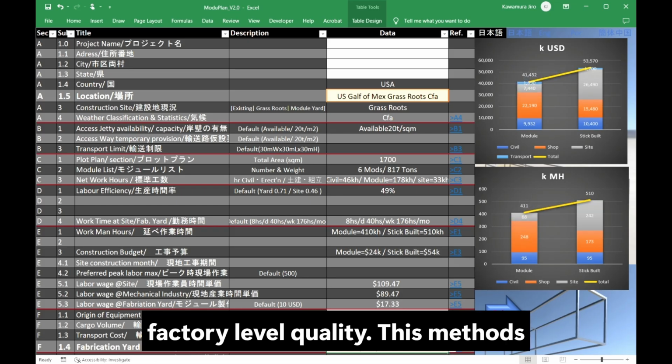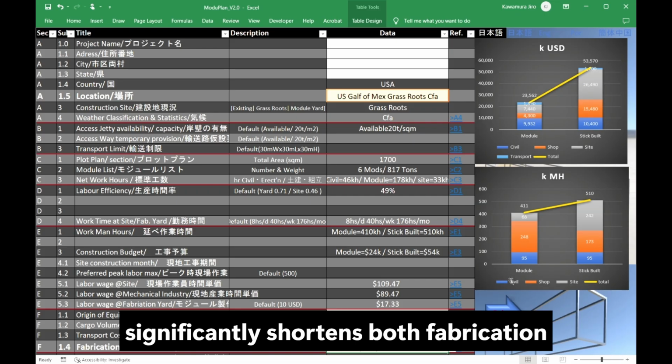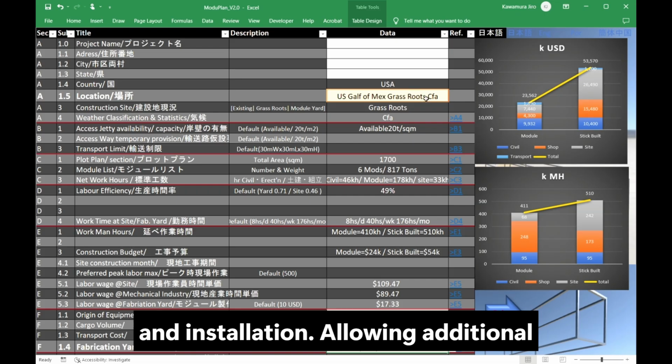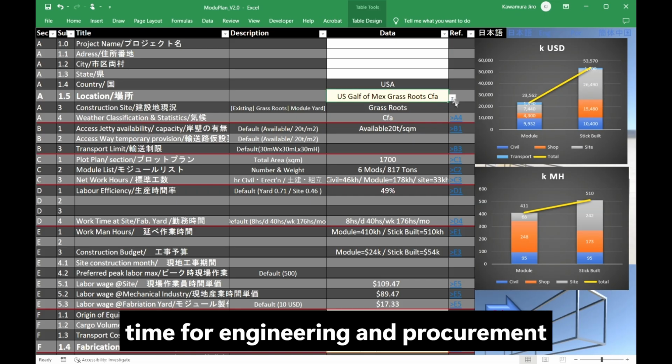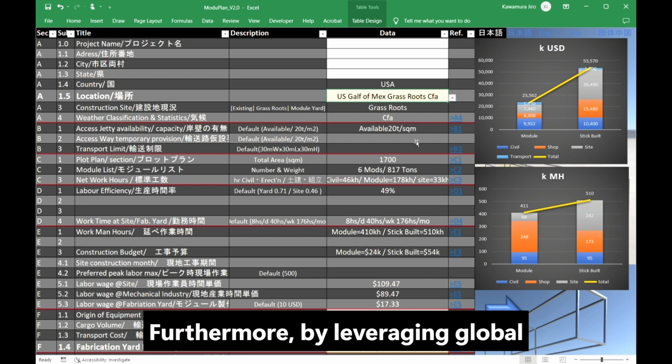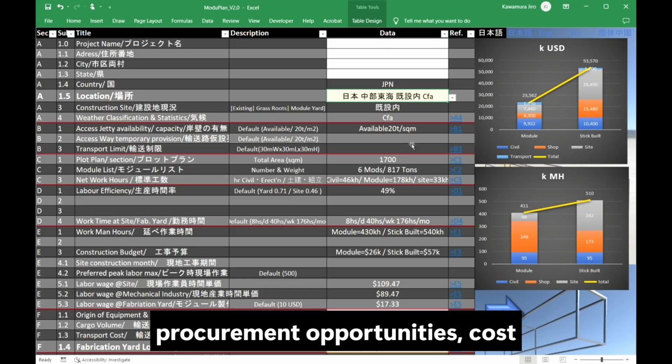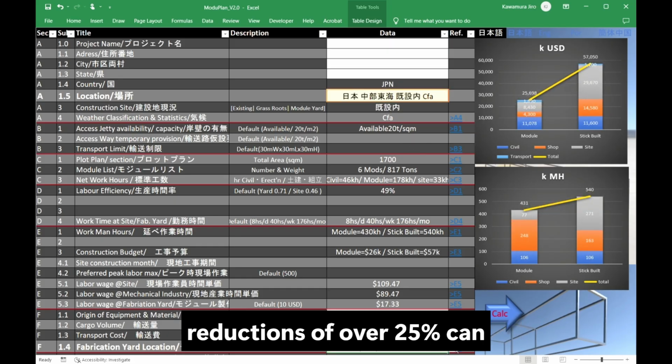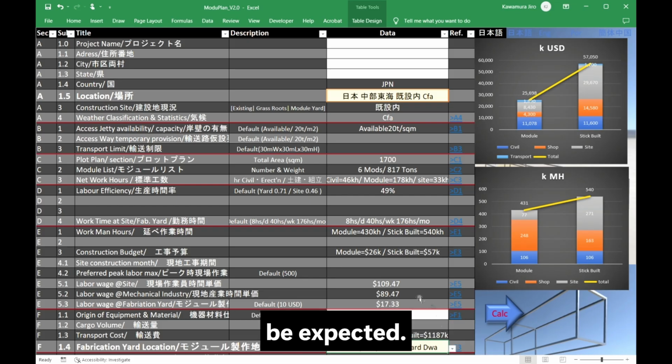This method significantly shortens both fabrication and installation periods, allowing additional time for engineering and procurement activities and regulatory approvals. Furthermore, by leveraging global procurement opportunities, cost reductions of over 25% can be expected.